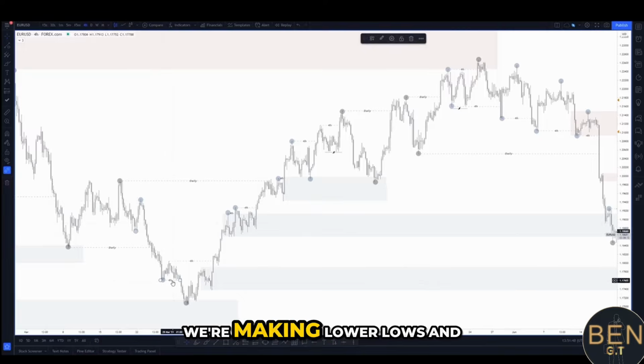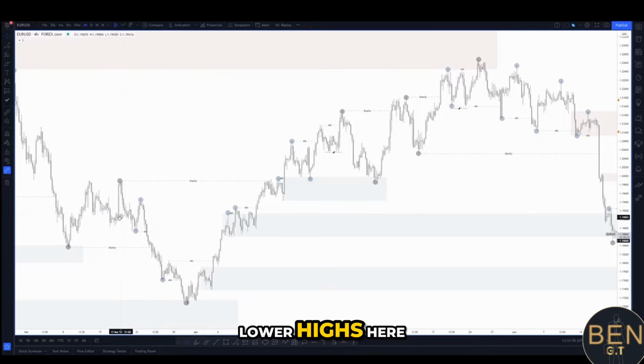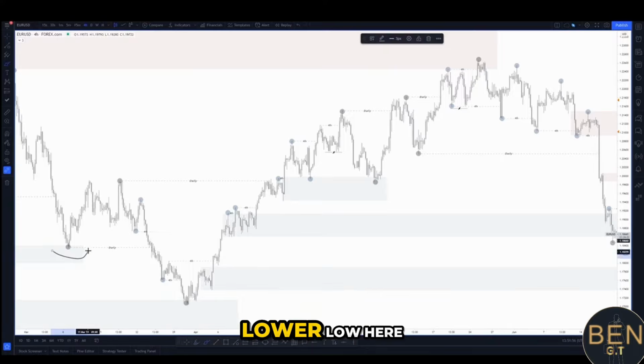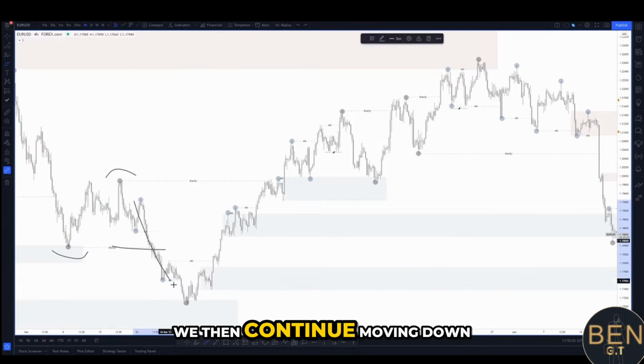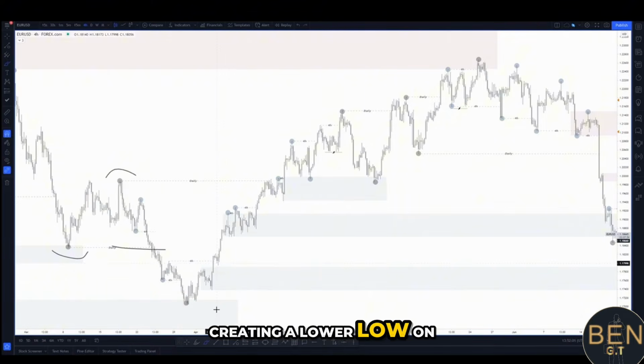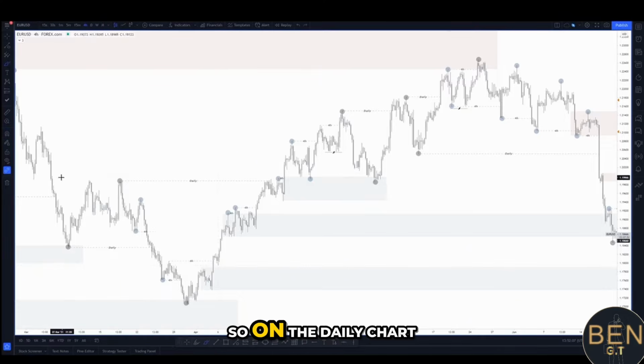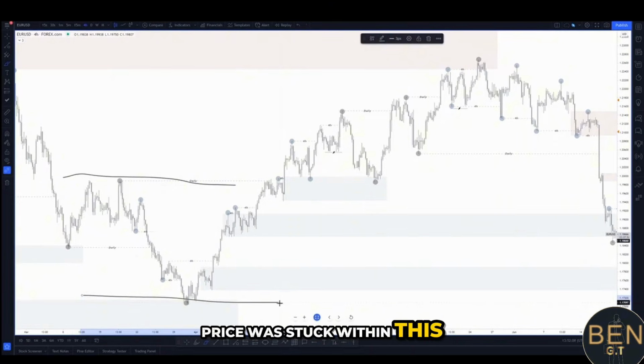But as we can see, we're making lower lows and lower highs here on the 4-hour chart. As we continue down, the daily chart created a lower low here, a lower high here. We broke, which confirmed this lower high. We then continue moving down, creating a lower low on the daily chart. So on the daily chart, price was stuck within this range of price.